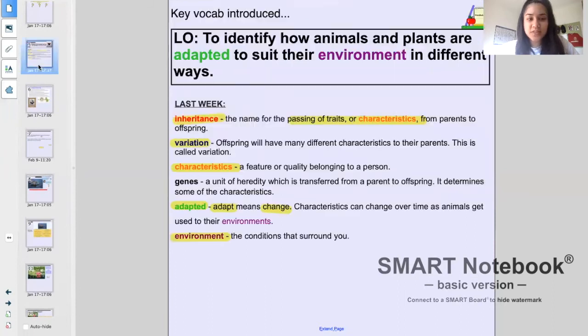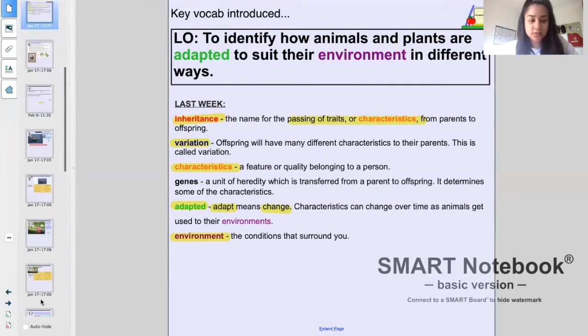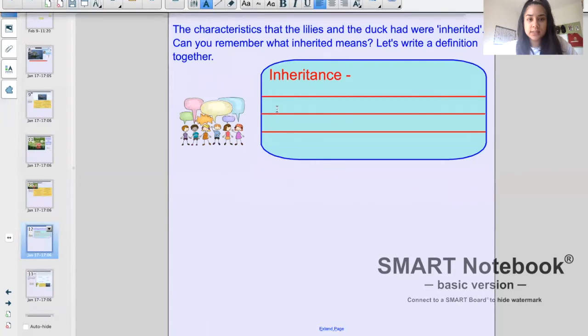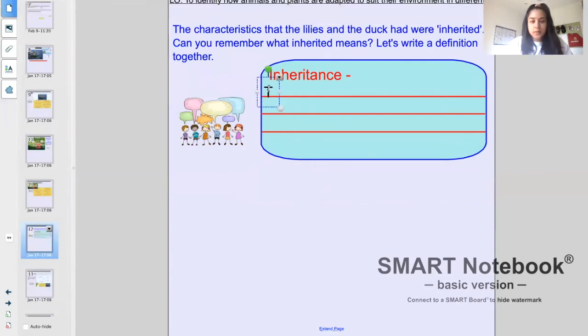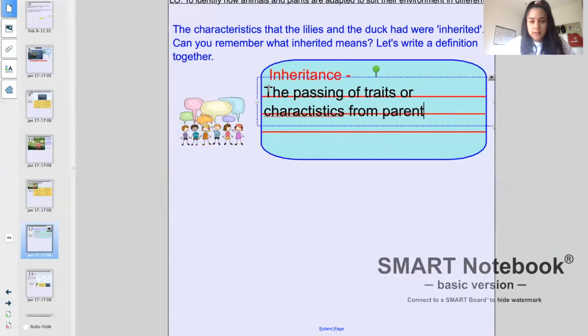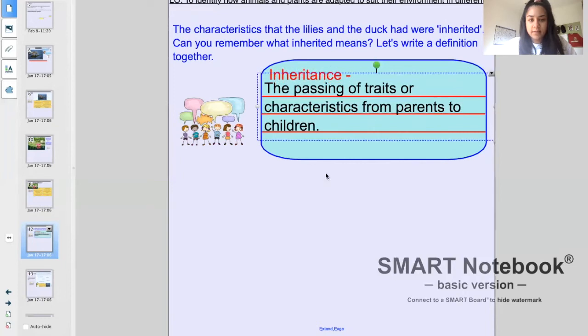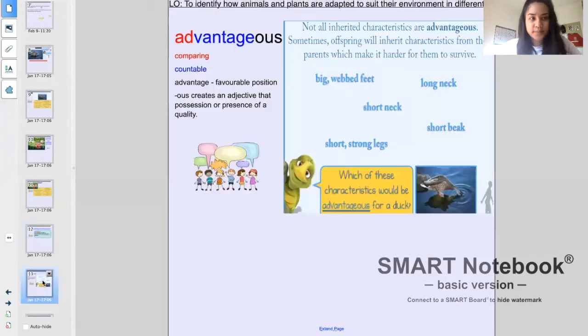Okay, so we actually went through the definition together. Inheritance is the name for the passing of traits or characteristics from parents to offspring. So let's write that together. Inheritance is the passing of traits or characteristics from parents to children. So hopefully you remembered that that was what inheritance means. Well done.